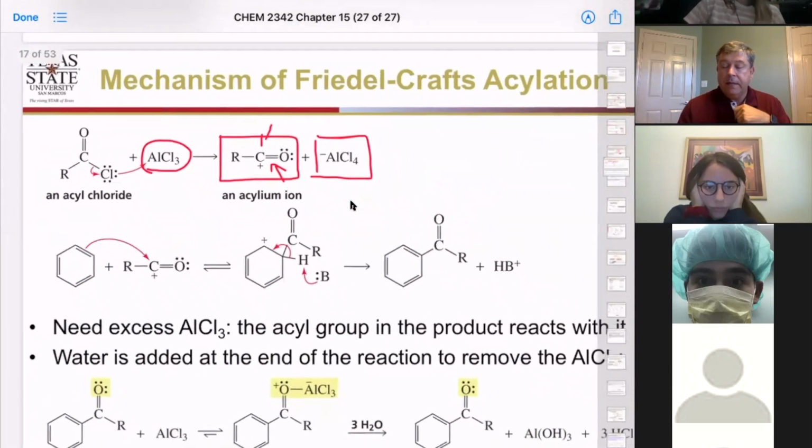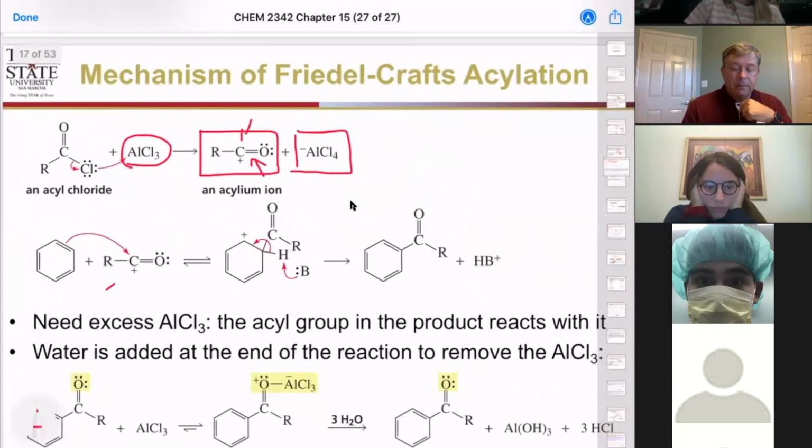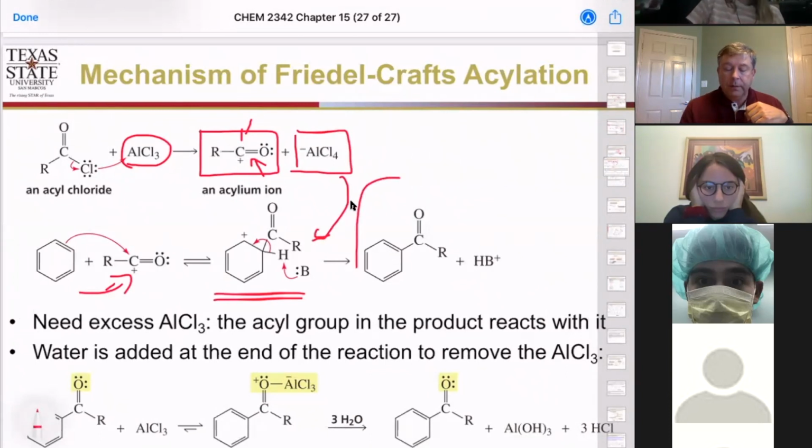So again, the next step is attack by the electrons of the benzene ring on the cation right here. We'll generate our intermediate charged species, and our Lewis base is going to come and take away our last proton to re-aromatize it. We'll generate our aromatic ketone, plus we'll end up with, in this case, HCl, plus we'll regenerate aluminum chloride.